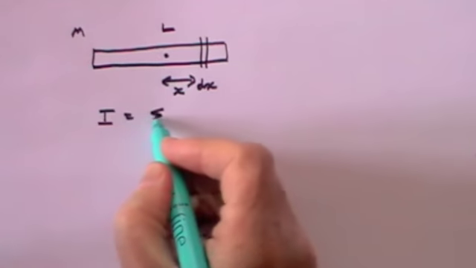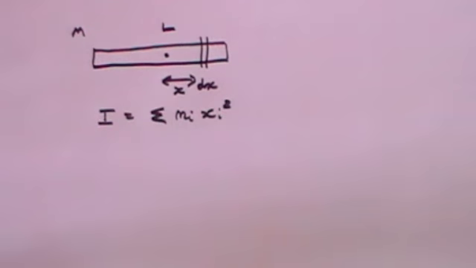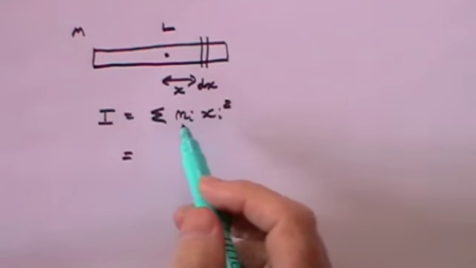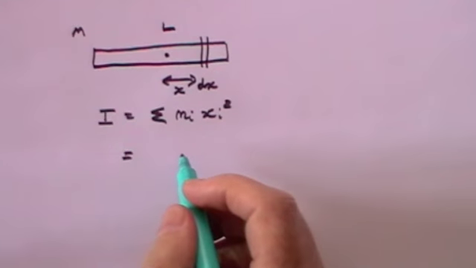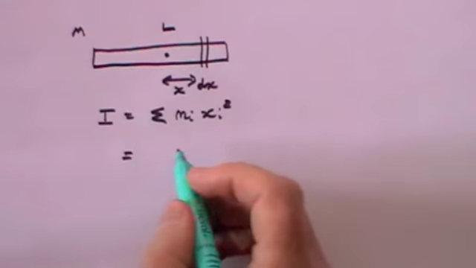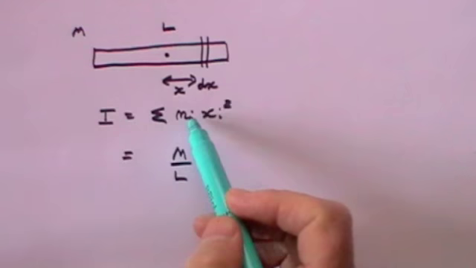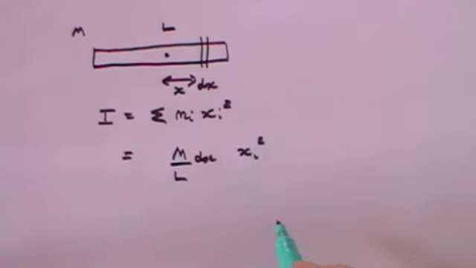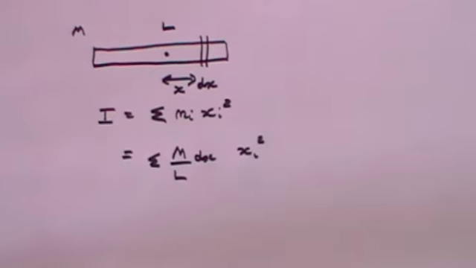Moment of inertia, just to remind you, is sigma m_i x_i squared. Well, the mass of the little element, as before, is going to be the mass per unit length times the thickness, which is m over L times dx, so that's the mass element, and the distance is always going to be x_i squared. So the moment of inertia is going to be sigma of all these values.